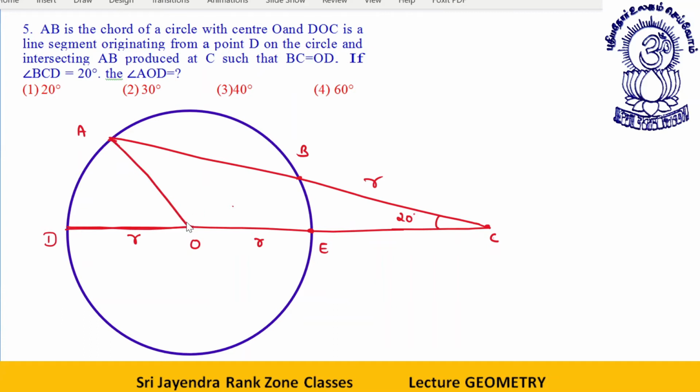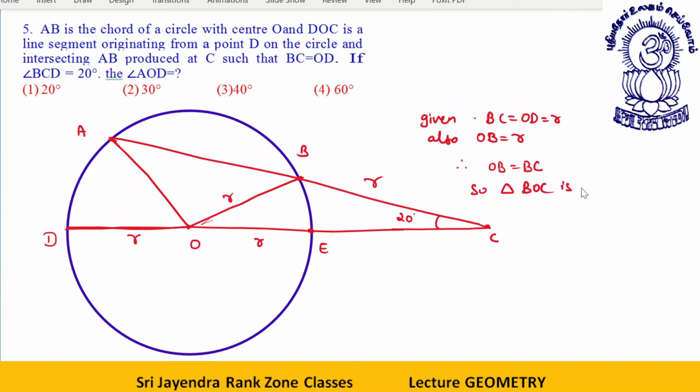Is this difficult? Look, what I'll do, I'll connect these 2 points. This is also R. What we have, OB is equal to R, given. OD is equal to BC, or I should write it in reverse manner. BC is equal to OD. This becomes R also. OB is equal to R. Therefore, what I can say, OB is equal to BC. So, triangle BOC is isosceles. Triangle BOC is an isosceles triangle.